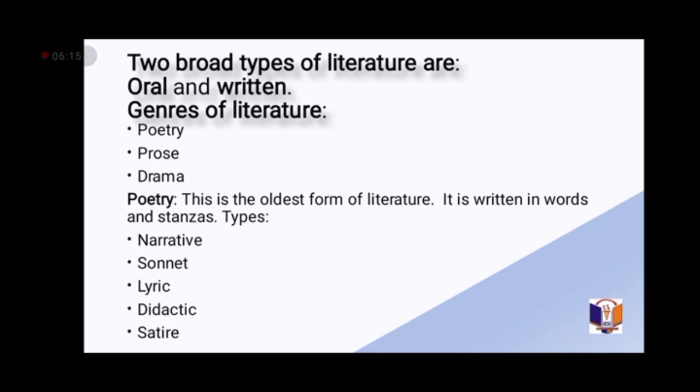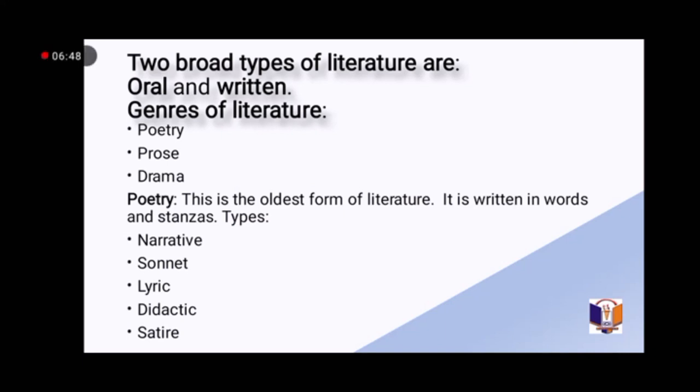The 8 lines is called octave. Then the 6 lines is called sextet. That is for Italian sonnet. And then we have Shakespearean sonnet that has 4 stanzas. But the peculiar thing between the 2 sonnets is that they have a particular rhyme for each one of them. Shakespearean sonnet has its own rhyming scheme, while Italian sonnet has its own rhyming scheme.